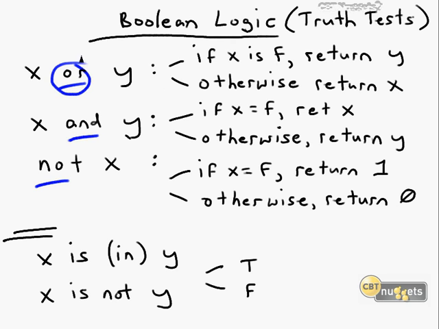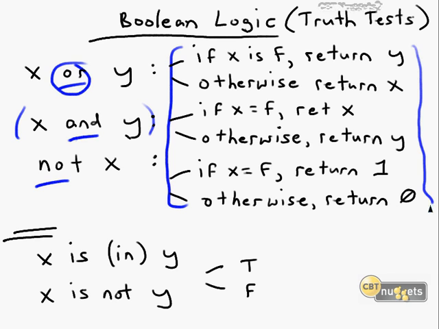Now, if both of these are true, then both of them will be gathered up. The AND operator says that if X is false, return X, otherwise return Y. Here, both conditions have to be true in order to pull back both X and Y. The NOT Boolean operator says if X is false, return 1. That's used as a success error code. Otherwise, return 0.